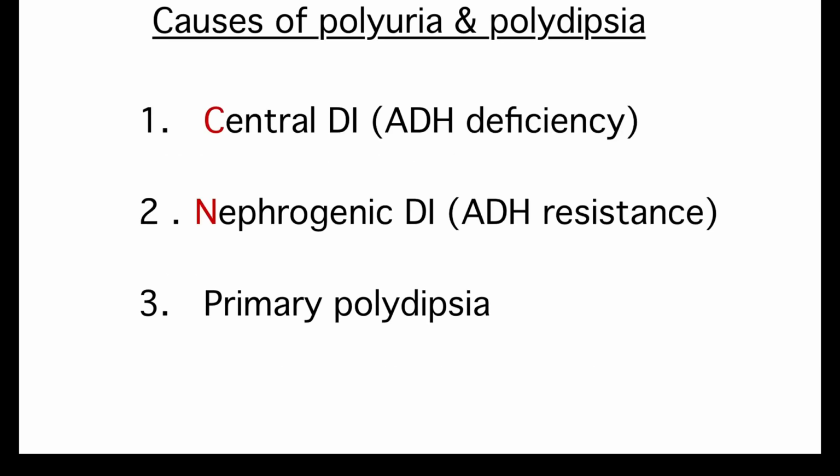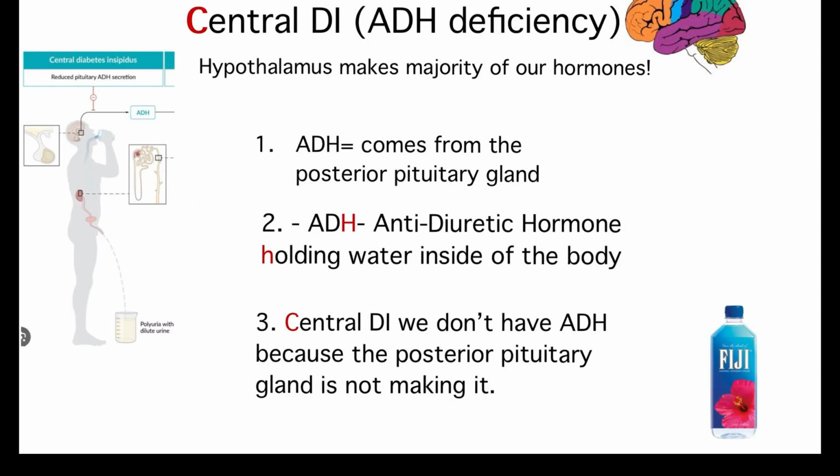What are the causes of polyuria, increased urination, and polydipsia, increase in thirst? The three main differential diagnoses I want you to think about are: 1. Central diabetes insipidus, ADH deficiency, 2. Nephrogenic diabetes insipidus, ADH resistance, and lastly, primary polydipsia. Now let's get started with the good stuff.